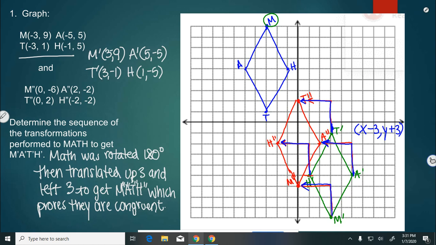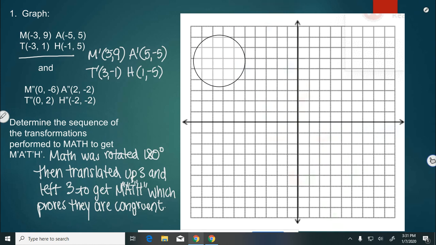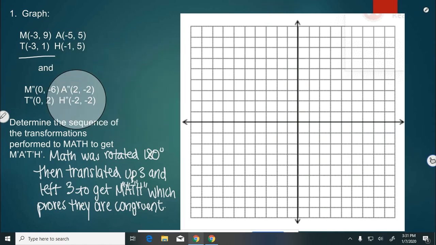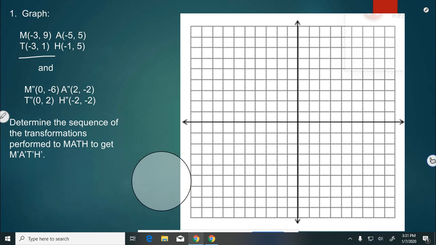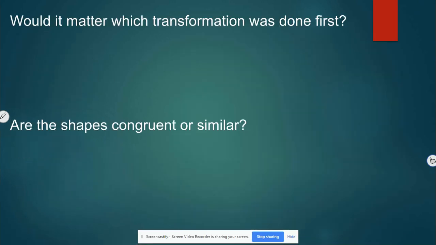All right. So that shouldn't be so hard. It does take a little bit of thought. You really have to pay attention to how the letters lay to determine if a rotation is needed or not. All right. So from there, it says, would it matter which transformation was done first? Really, it wouldn't have. Only the directions would change of your translation. So if you had done the translation first, then the rotation just would be a little bit different. But in the end, it would have to be a translation and a rotation. So there you could say no.